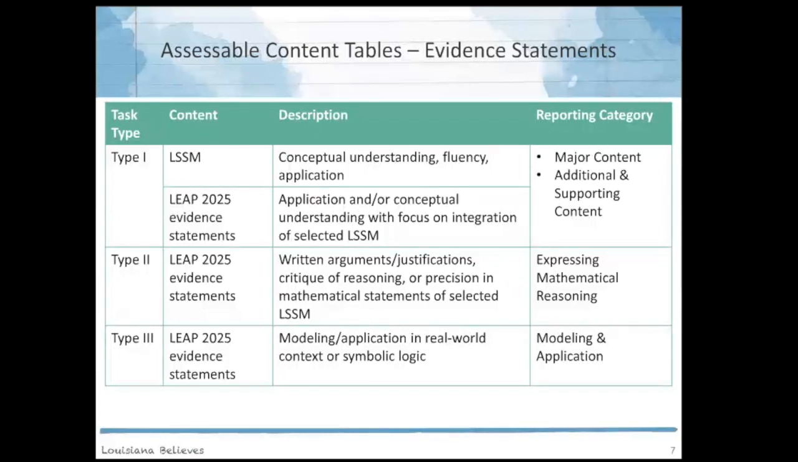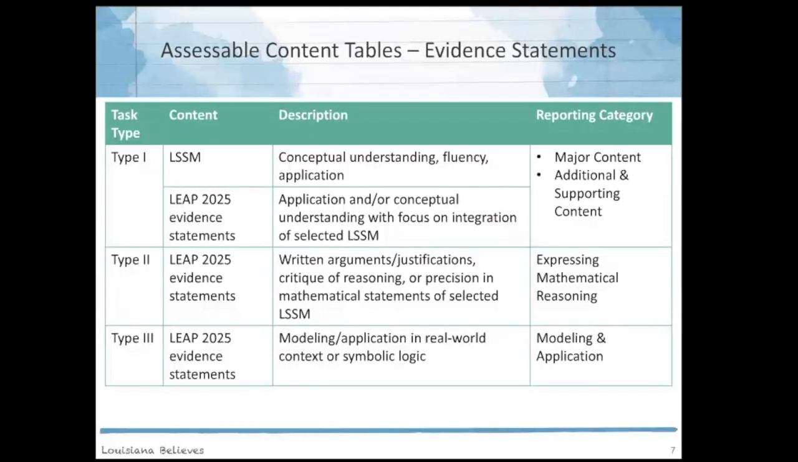So type 1 items can be directly aligned to the student standard to assess conceptual understanding, fluency, and application. And it's reported either as major content or additional and supporting content. Or it can be a LEAP 2025 evidence statement where we're looking at the application and or conceptual understanding with a focus on integration of student standards. So it still ties back to the standards, but here's a look at integrating those standards, and we'll see an example of that. And you'll see that it's an organic integration. It will make sense.